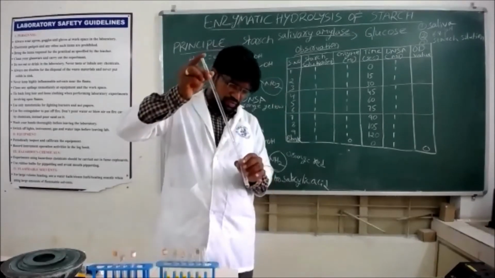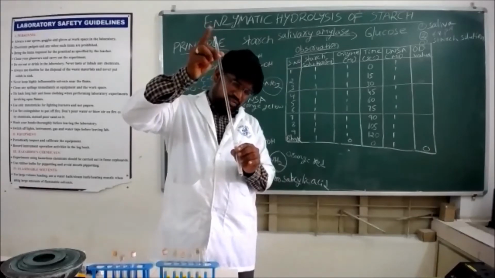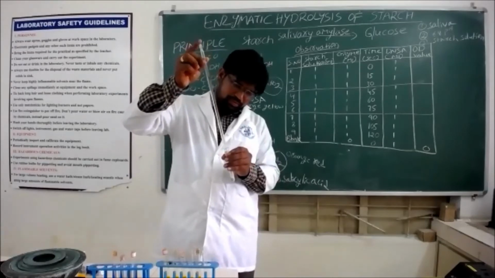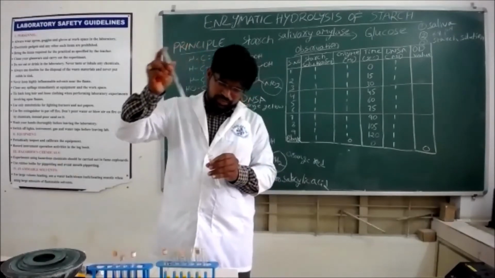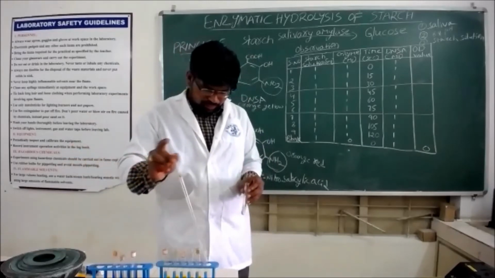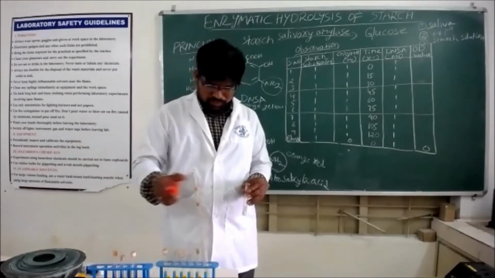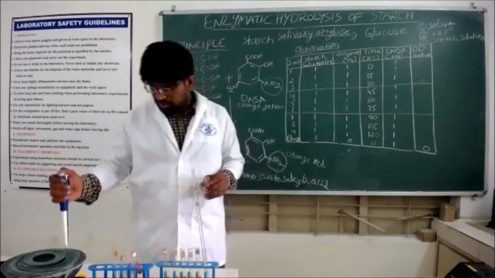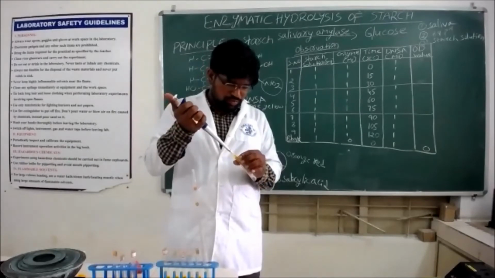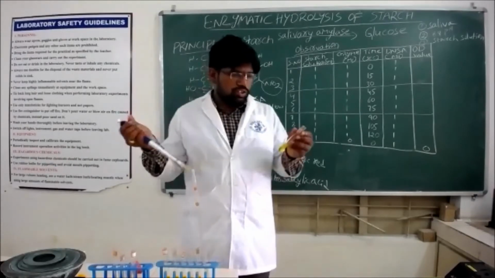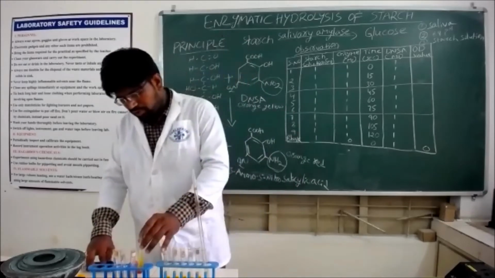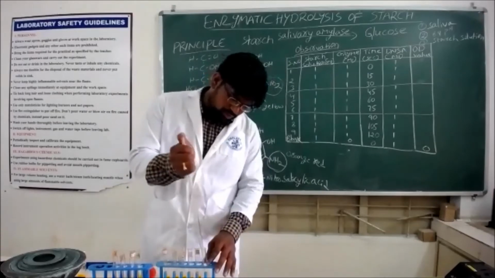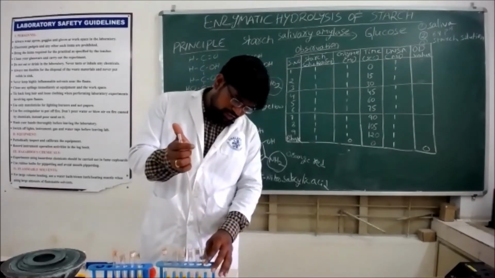Add 1 ml of saliva. Wait 75 seconds. So into the sixth tube, after 75 seconds, add 1 ml of DNSA. Now add 1 ml of enzyme solution to test tube 7.